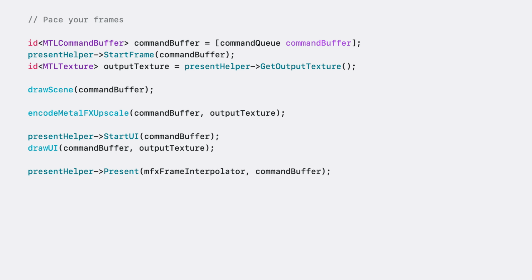Here's an example of how it can be done correctly with a handy present helper class. During the draw loop, everything is rendered into a low resolution texture and upscaled by the MetalFX upscaler. UI is rendered after telling the helper that UI render starts. And finally, the interpolator call is handled by the present helper class. Check out the sample code for implementation details.